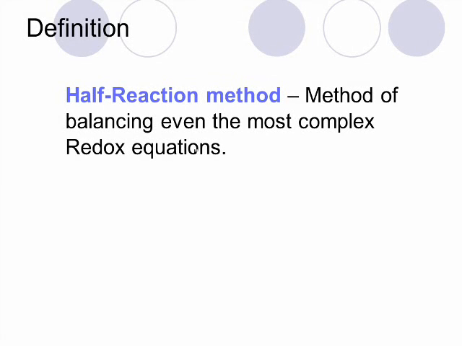Another way we can balance oxidation reduction problems is with the half reaction method. And this is taken from Kendall Hunt. This half reaction method is a method of balancing even the most complex redox equations.